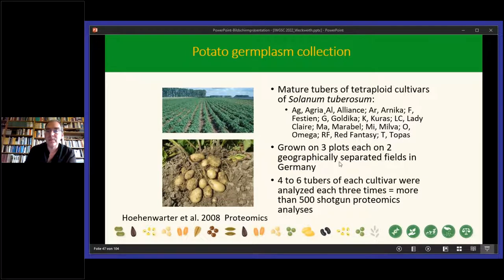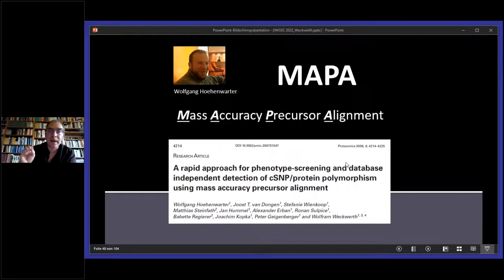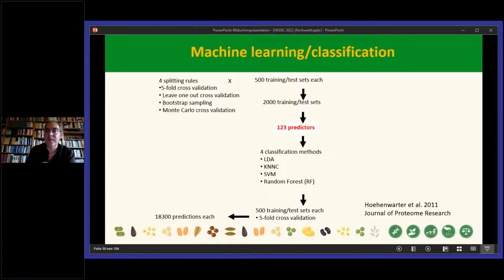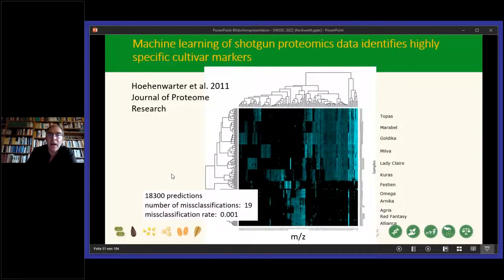and they were grown on different plots in different regions in Germany, and we sampled hundreds and thousands of tuber samples from these experiments. That time in 2008, you have to imagine there was no method actually where you could run such a high throughput project. So we had to develop new technologies, which we call mass accuracy precursor alignment. I will skip the details on this, but this is a nice method if you're interested in this. Then we could apply machine learning to the data. And we did altogether different methods in machine learning.